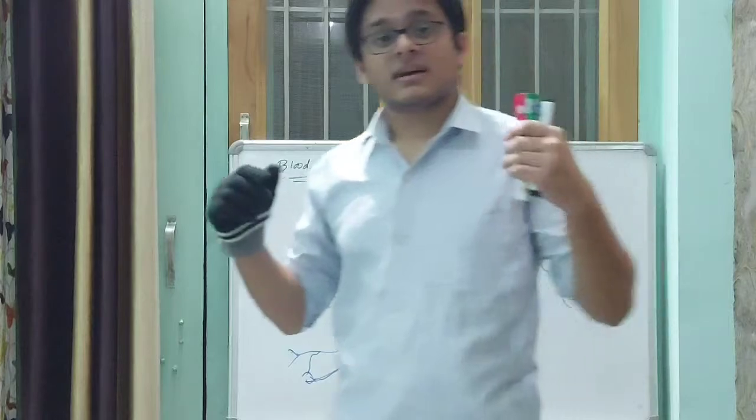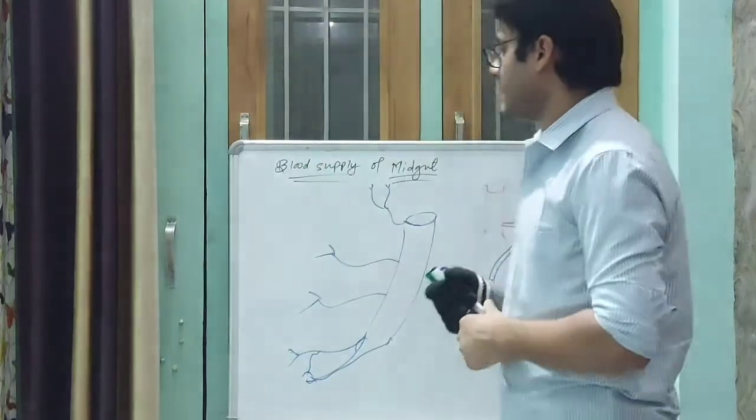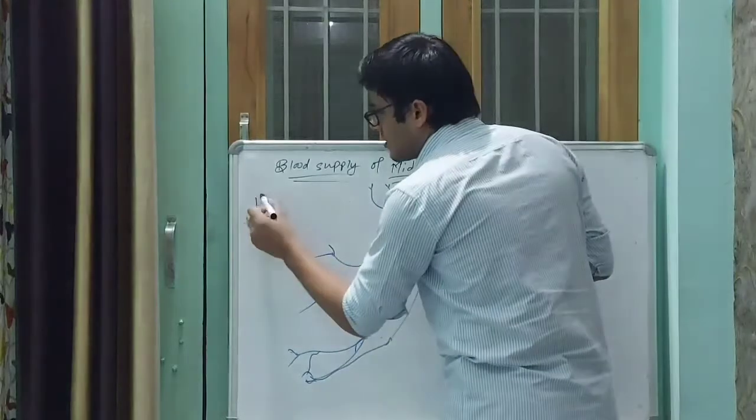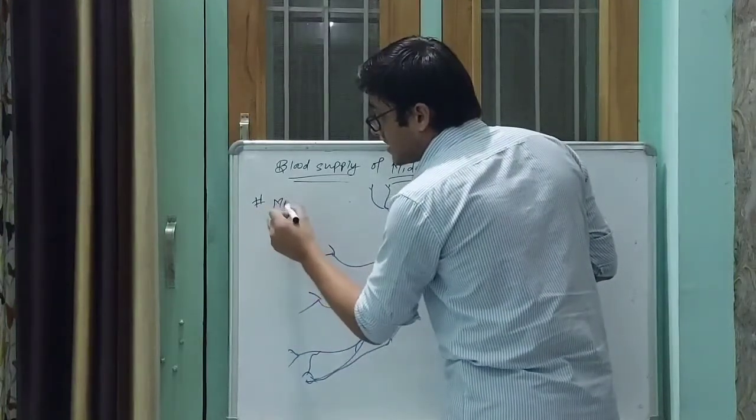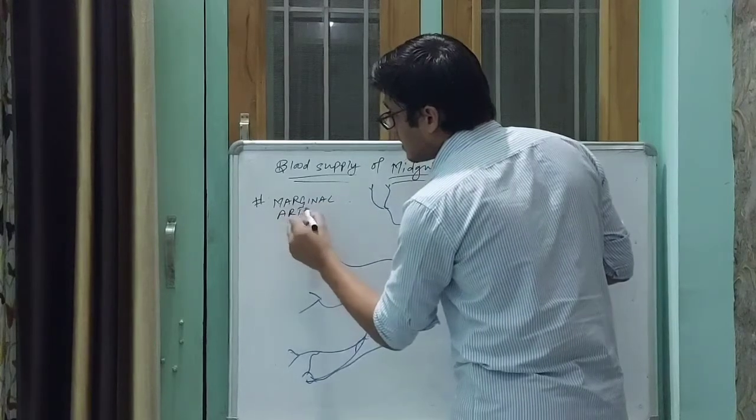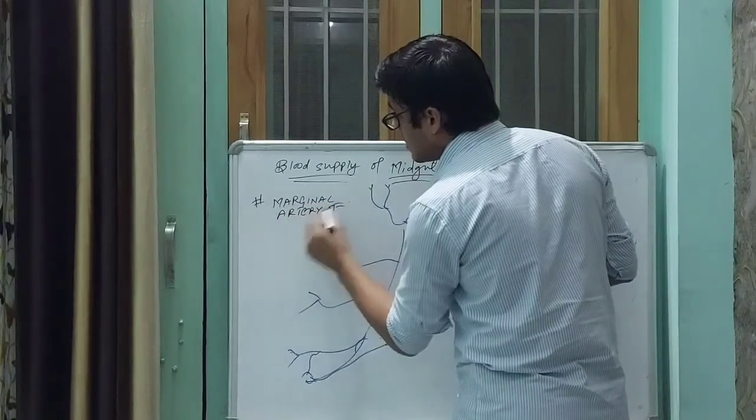Now how can this happen? This can happen by a very important artery which is known as the marginal artery of Drummond.